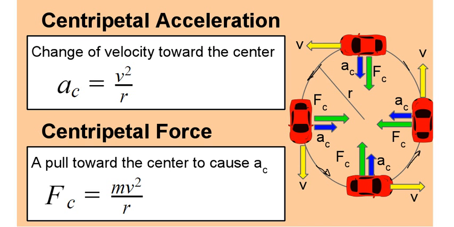Right here I have an object that's moving in a circle. In this case I've got a little red car that starts off here, and as it moves through this circle you can see that the yellow vector indicating velocity is constantly changing, right?